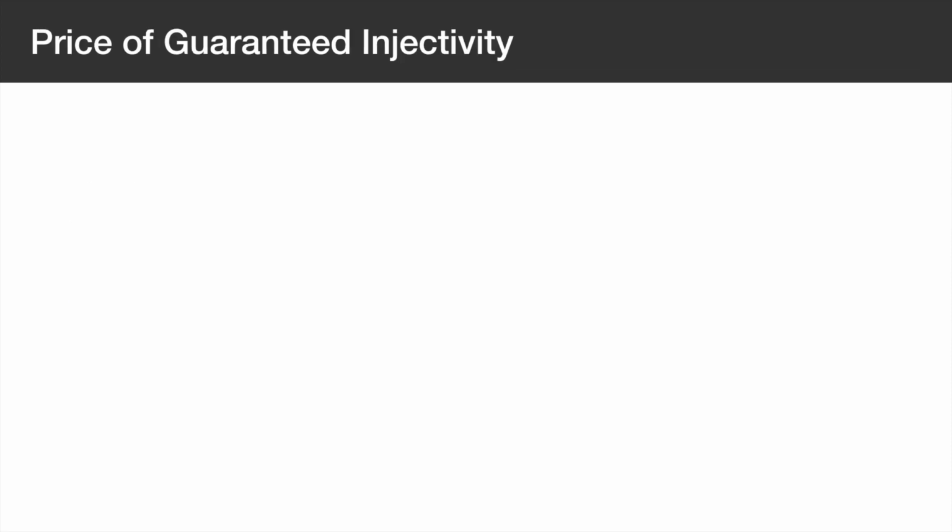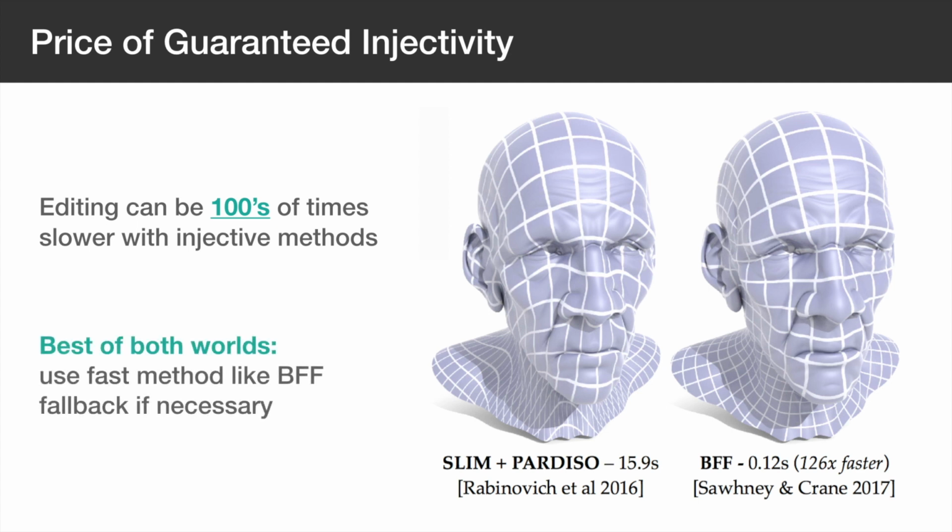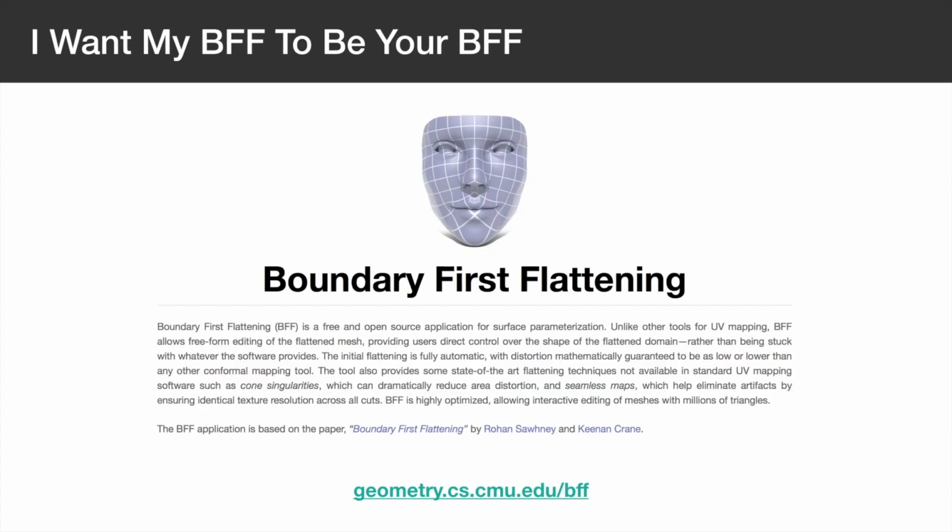While guaranteed injectivity is definitely valuable to have, it also comes at a cost. Editing a map can be hundreds of times slower with injective methods. A best of both worlds solution, then, is to first try a fast method like BFF and fall back if necessary. Lastly, we've released a really nice implementation that you can find online by Googling boundary first flattening.